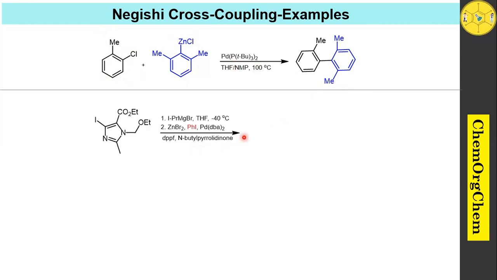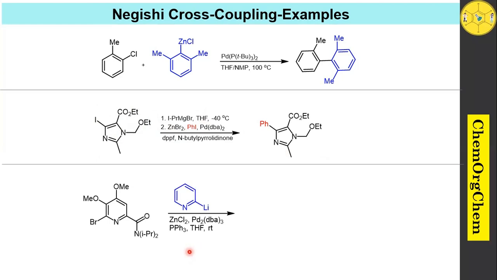So next, moving on, this is another example. Here you see this iodo compound initially reacts with isopropyl magnesium bromide, which readily produces the corresponding Grignard reagent. This then reacts with zinc bromide to produce the corresponding organozinc species, which then reacts with iodobenzene in the presence of a palladium catalyst to produce the corresponding carbon-carbon coupling product.